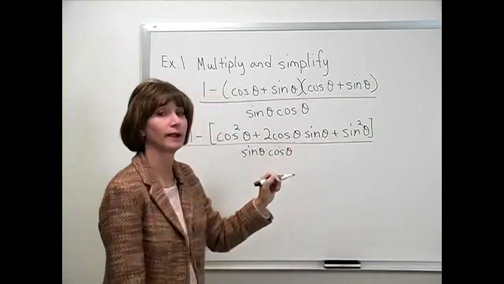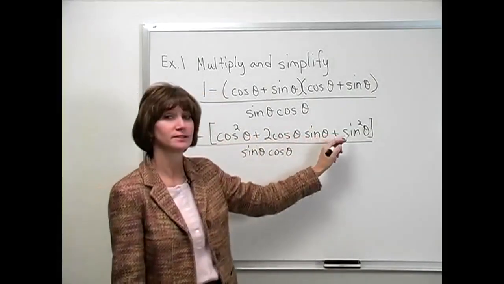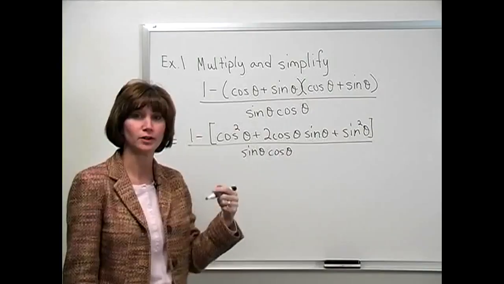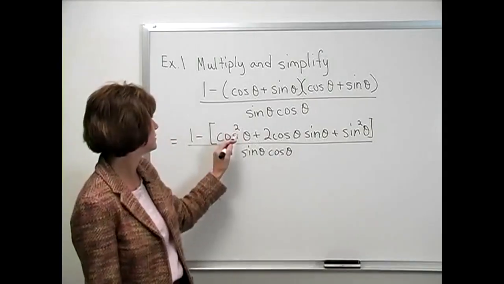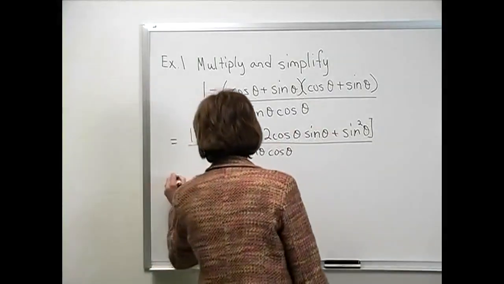Now look inside the bracket. What do you see? I see a cosine squared theta plus a sine squared theta. And again, knowing those basic identities is very important, or you won't be able to recognize that. Cosine squared theta plus sine squared theta is 1, so I'll replace that.